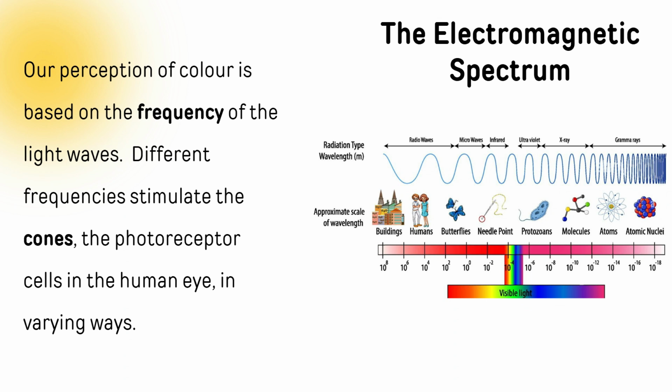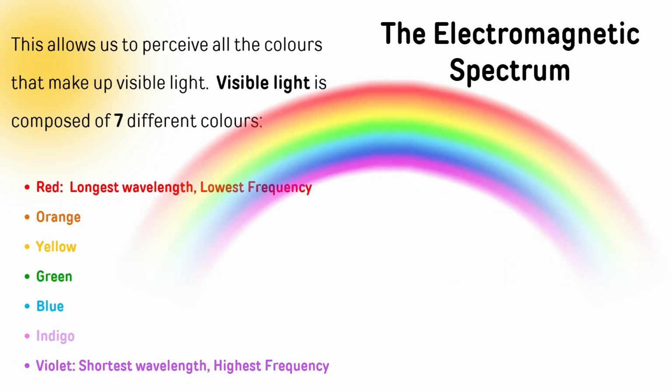Our perception of color is based on the frequency of the light waves. Different frequencies stimulate the cones, which are the photoreceptor cells in the human eye, in varying ways. This allows us to perceive all the colors that make up visible light. Visible light is composed of 7 different colors: red, which has the longest wavelength but the lowest frequency, orange, yellow, green, blue, indigo, and violet, which has the shortest wavelength but the highest frequency.